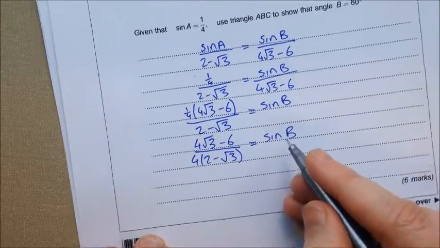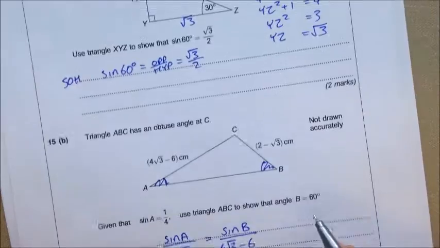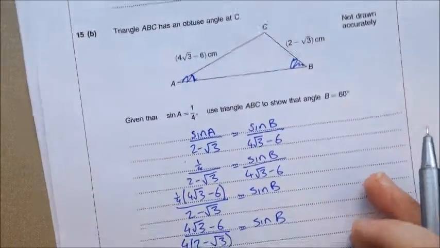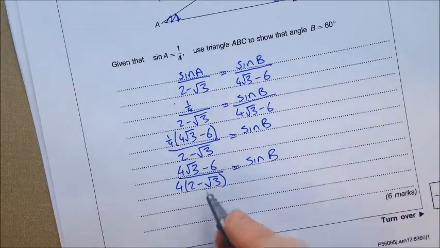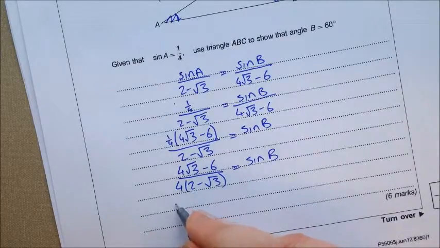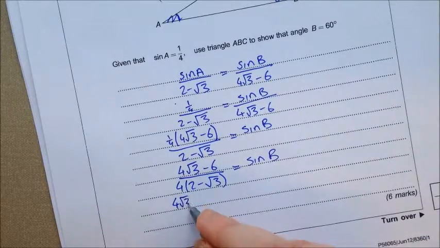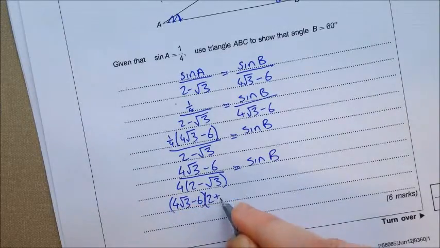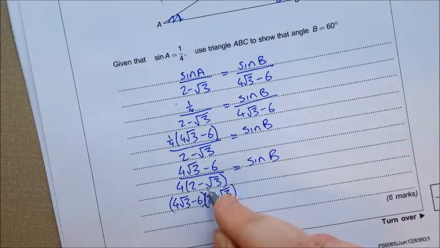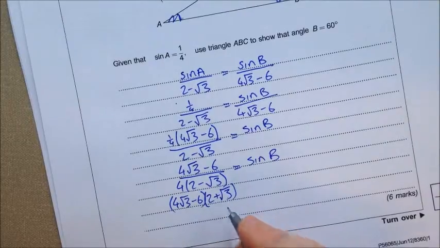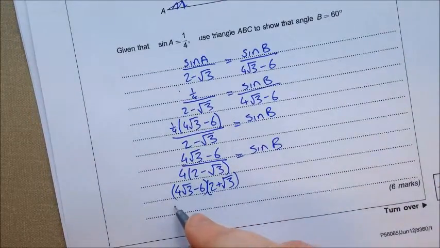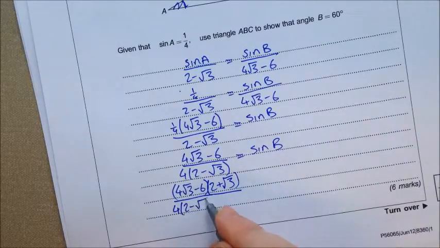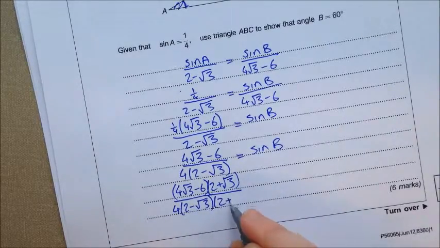And I'm assuming that if I'm going to be showing that B is 60, it's going to have to go back to this. Sine 60 is root 3 over 2, so I'm looking for root 3 over 2. So I need to simplify this, so rationalise the denominator. So I get 4 root 3 take away 6 multiplied by 2 plus root 3. So I'm just multiplying by the irrational bit at the bottom, but doing 2 plus root 3 here. And then on the bottom of this fraction I've got 4 lots of 2 take away root 3 times 2 plus root 3.